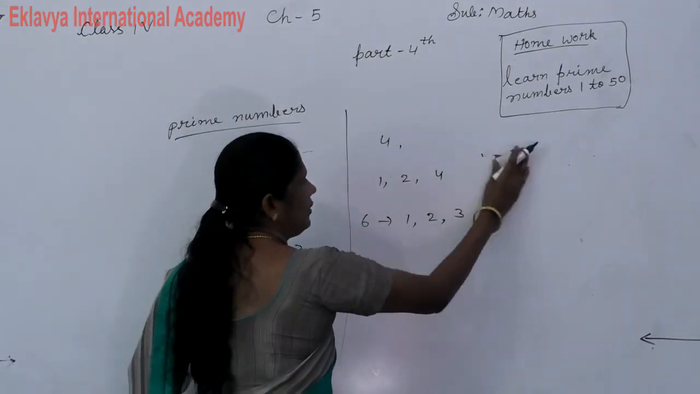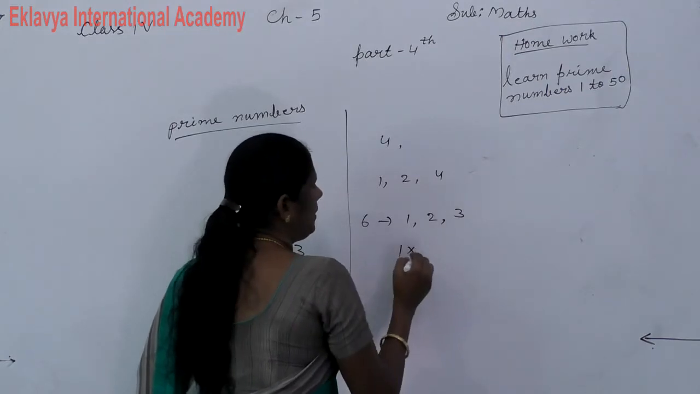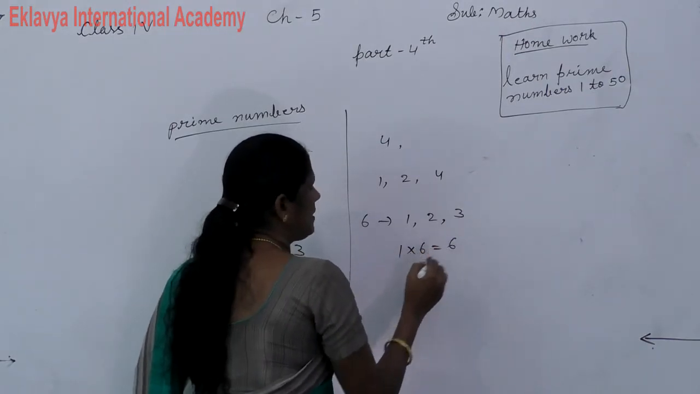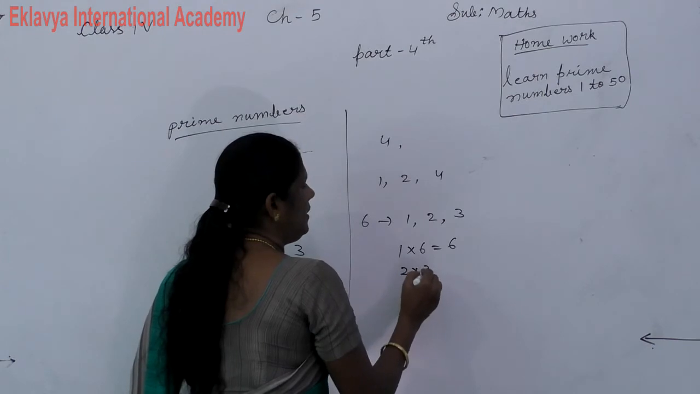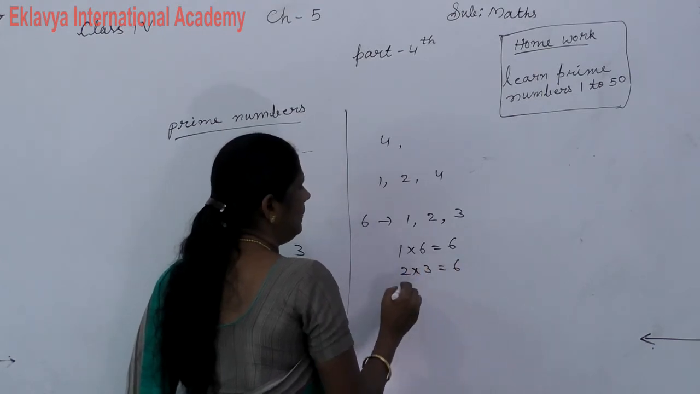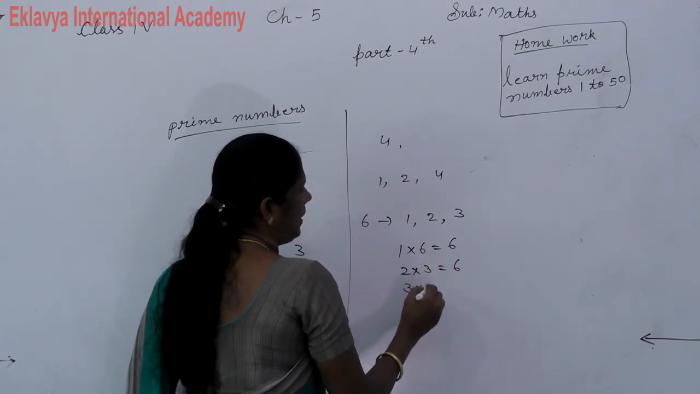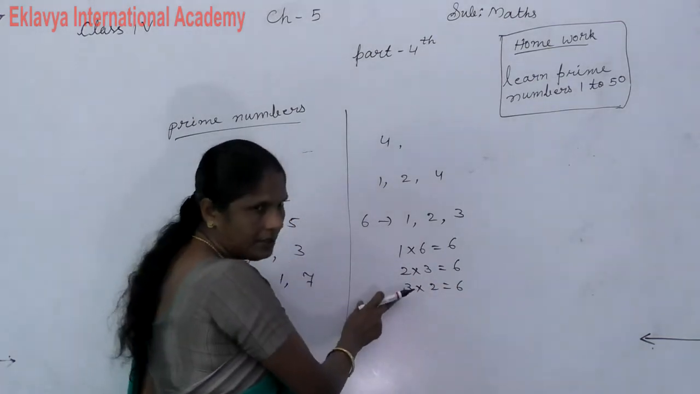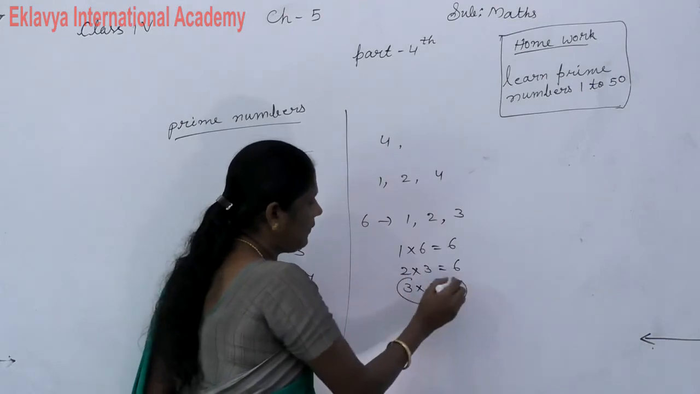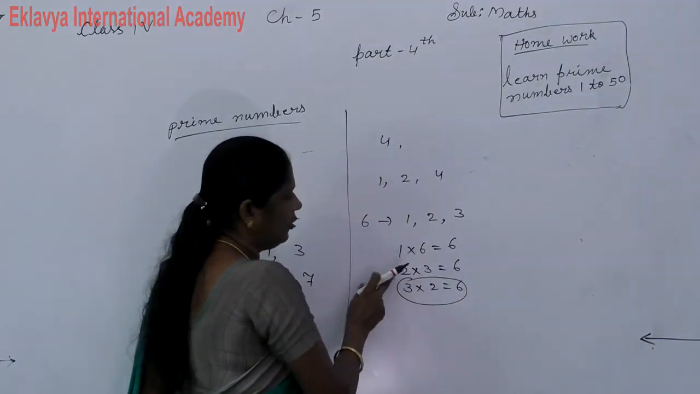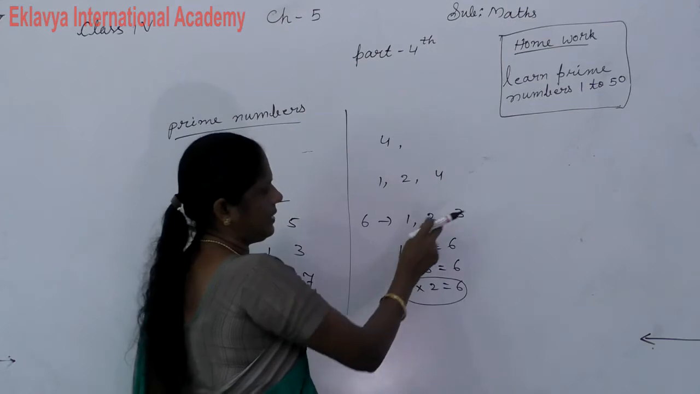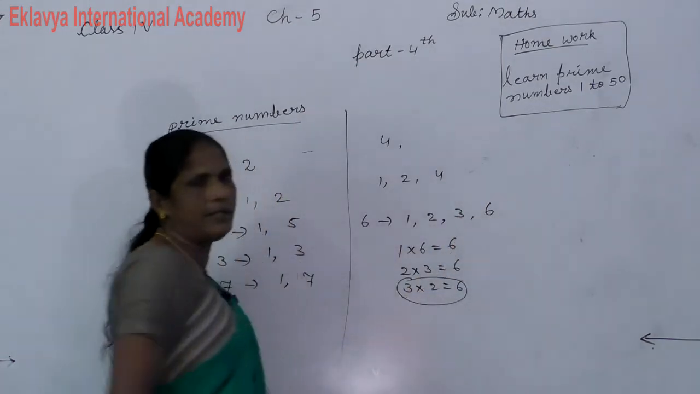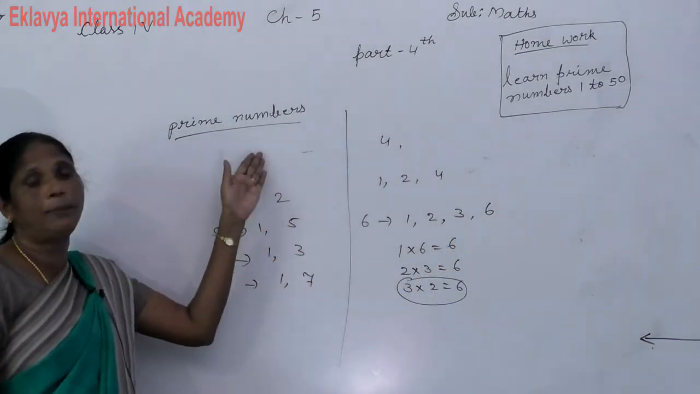6 is equal to 1 multiply 6. Then 2 multiply 3 is equal to 6. Then 3 multiply 2 is equal to 6. Here it repeats, so you stop. Then what are the factors? 1, 2, 3, 6. Understand? Now here, prime numbers.